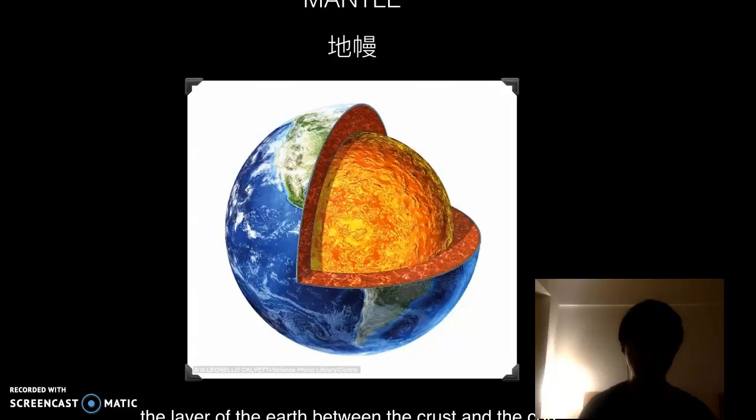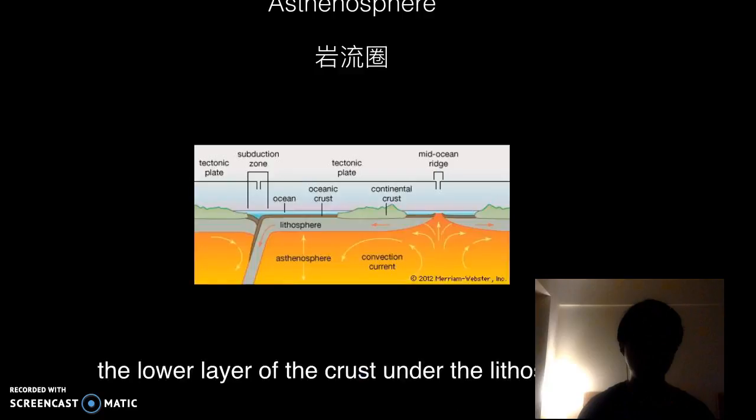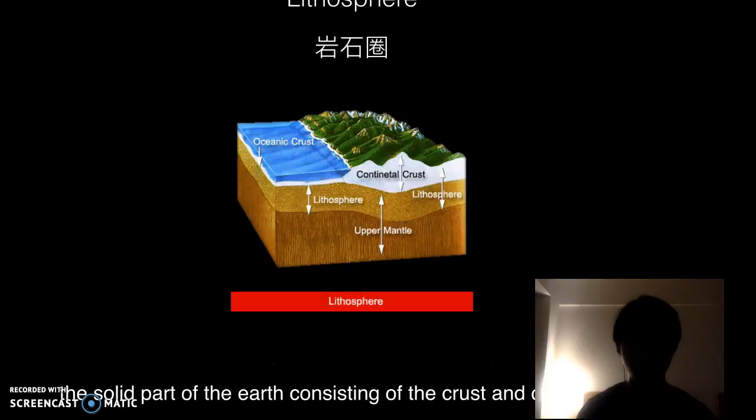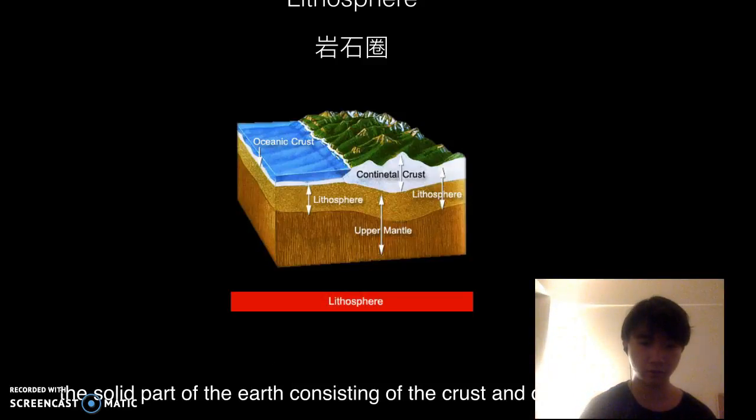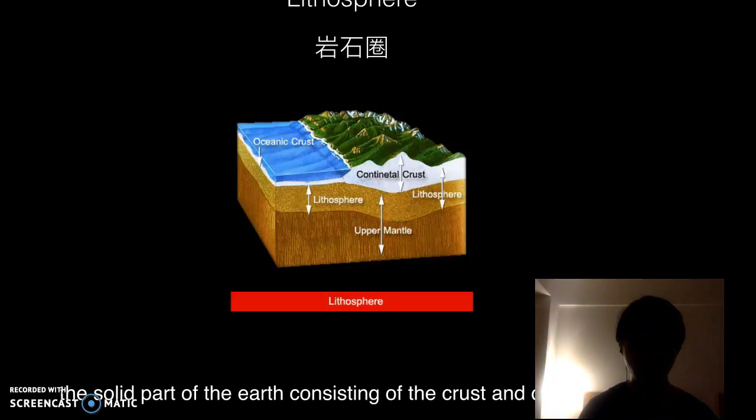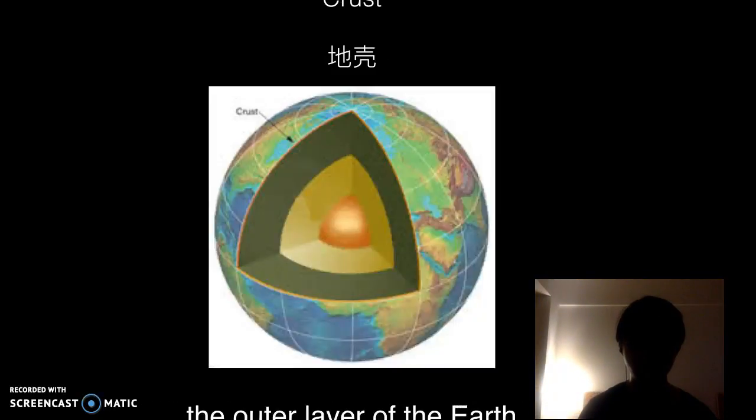And the third word is mantle. It is the layer of the earth that is between the crust and the core. And the fourth word is the asthenosphere. It is the lower layer of the crust under the lithosphere, like the graph has shown. The meaning is 岩流圈. And the lithosphere is the most common one. It is the solid part of the earth consisting of the crust and outer mantle.